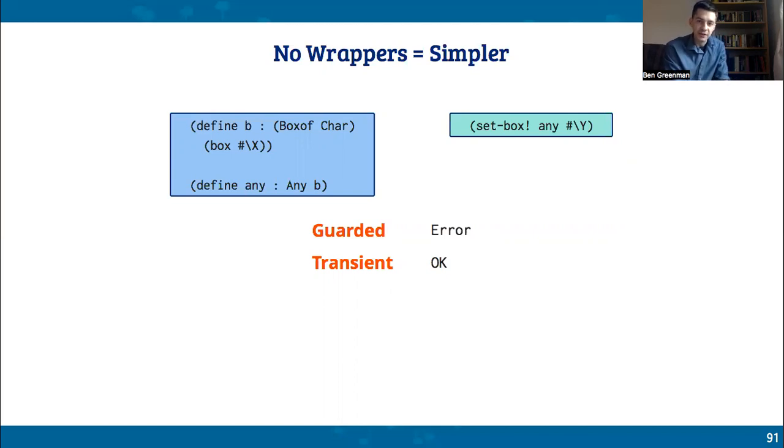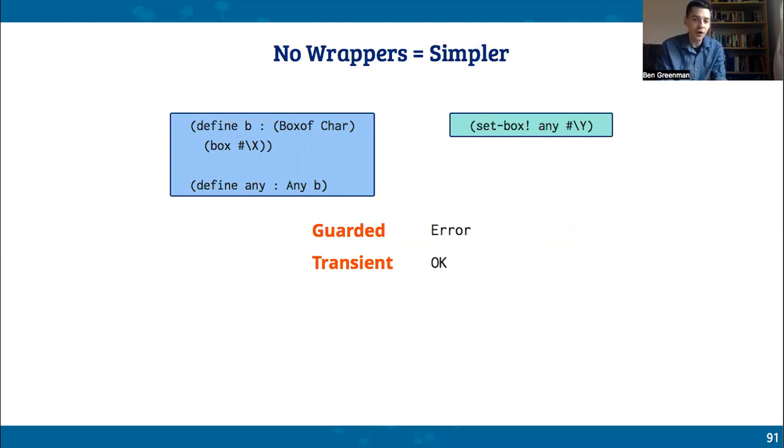It's a box with a character inside. That's on the left. And now on the right, the untyped code is trying to update the box with set-box, putting a new character in the box. So that should be fine, right? It's a box of characters. We're adding a character, or changing the character on the other side.